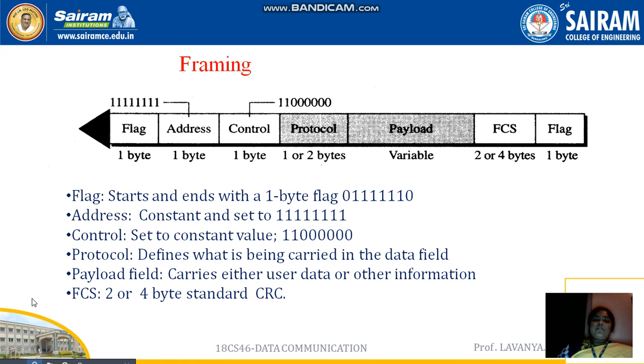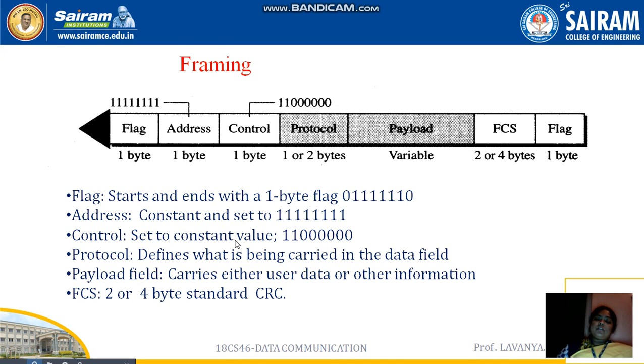The control field also contains one byte of information, and it is set to a constant value. Whatever constant value has already been set in the address field, the control field manages it. That is what we call the control field. Once the control field manages that, the protocol field comes next.